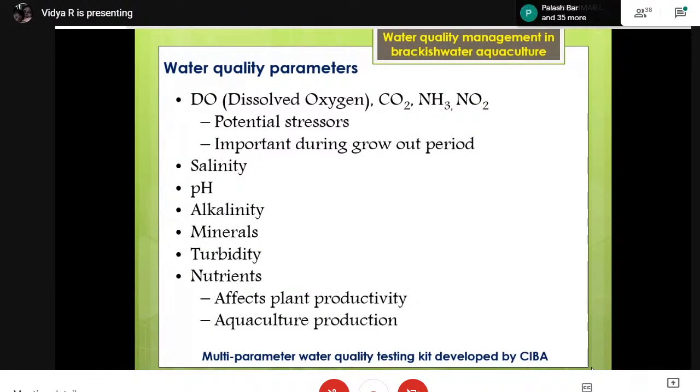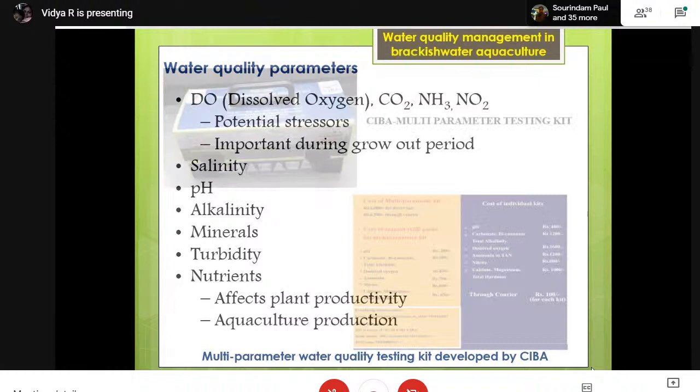Dissolved oxygen and the other gaseous materials in the shrimp pond are potential stressors. For example, dissolved oxygen, carbon dioxide, ammonia, and nitrate. All these are potential stressors to the shrimps, and very important during the growth period. And the other parameters like salinity, pH, alkalinity, minerals, turbidity, and nutrients affect the primary productivity in the pond where we are culturing the shrimps, and in turn affect the aquaculture production.